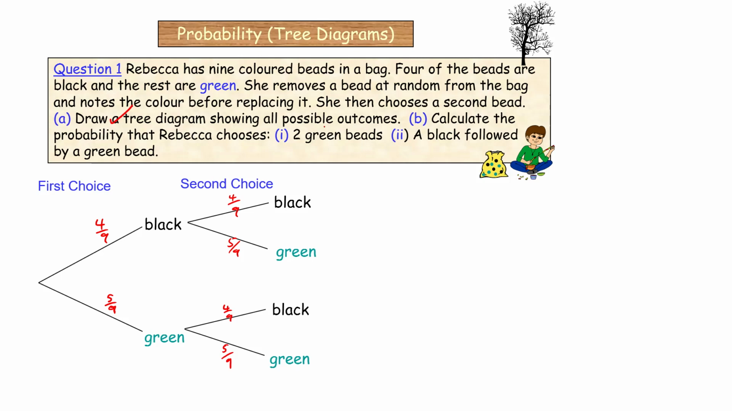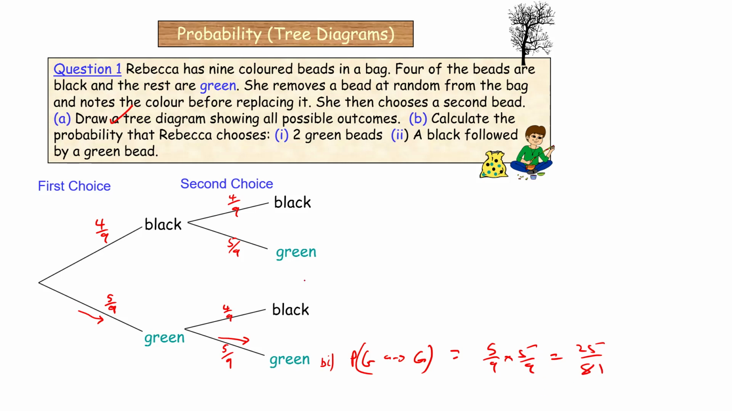Next, we will need to calculate the probability that she selects 2 green beads. So a green followed by a green, which is that one, a green, and followed by another green. So probability of green and green, that's B I. Green and green is equal to, we multiply along the branches, so 5 out of 9 times 5 out of 9. And that gives us 25 out of 81.